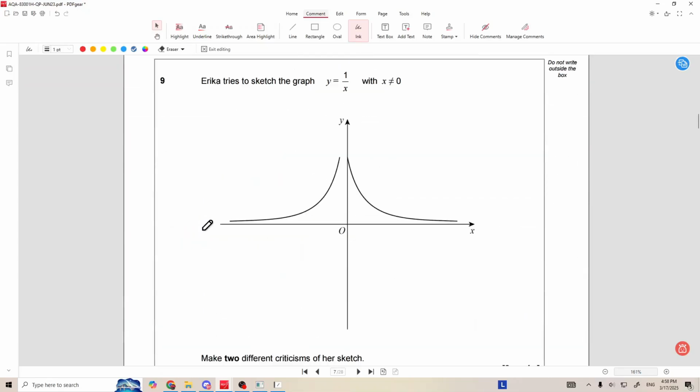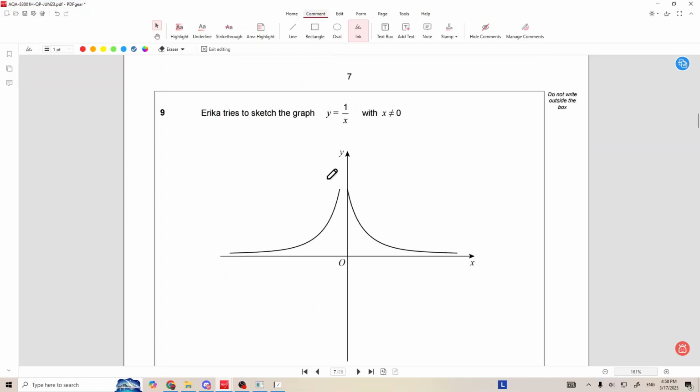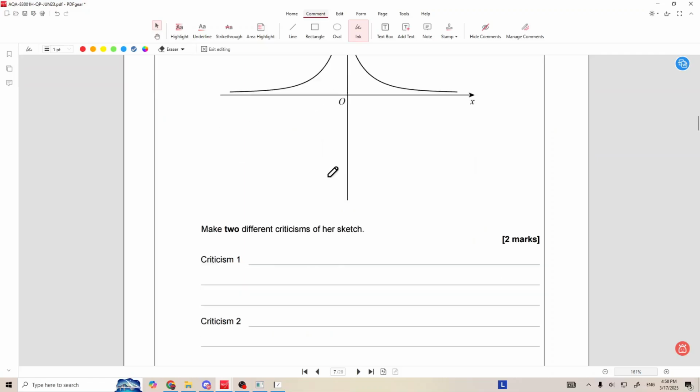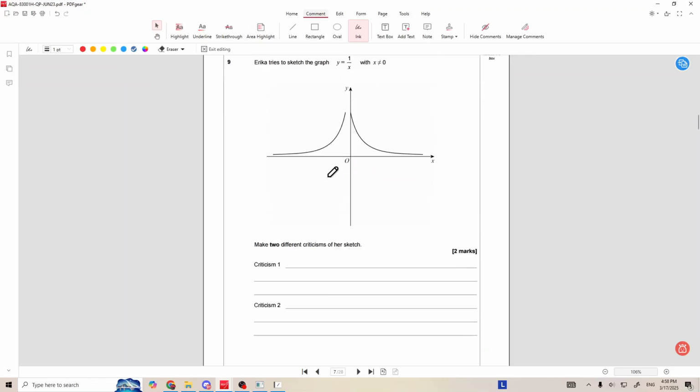Ooh, Erica tries to sketch the graph y equals 1 over x, with x, well, x can't be 0. Make 2 different criticisms of her sketch. What? This is an interesting question. What do I write? Oh, it's like an open-ended thing. You don't have to calculate. Okay, let me zoom this out. 2 different criticisms of her sketch.